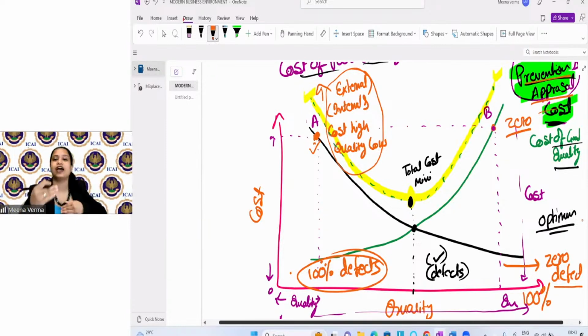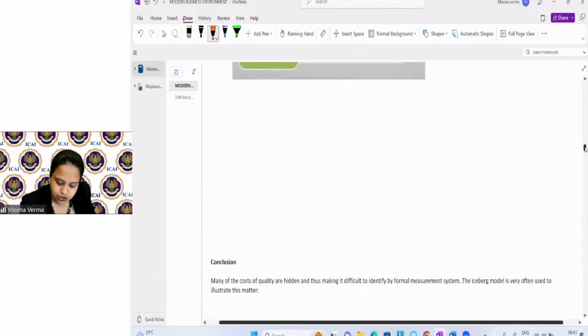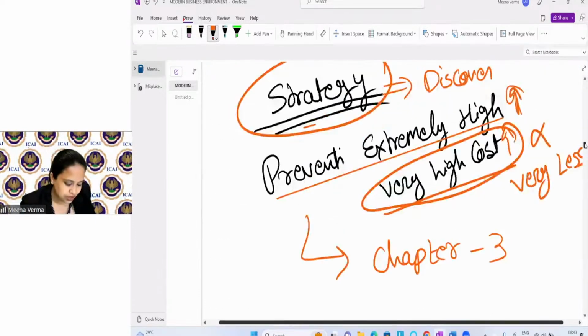Now, they have further worked on the strategy and tried to find a new strategy where prevention should be extremely high. But here we have learned that for high prevention, we need high prevention cost. Now, our next business strategy is that prevention should be high, but the cost of prevention should be very low. This is what we should focus on now: high prevention at low cost, right? This is what we will learn in chapter 3. All right. If you have any doubt, please ask your doubt.